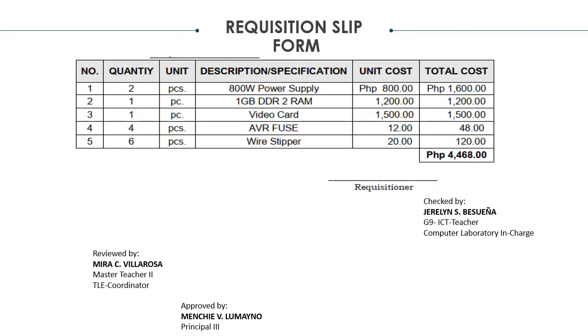We have here an example of requisition slip form. So it has the quantity, the unit, the description of the material, the cost, and the total cost. Of course, do not forget your name as the requisitioner. Checked, reviewed, and approved.